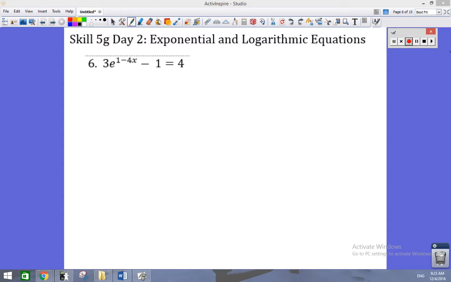The term that's of interest is the term that contains my variable. So I need to get that term by itself, so I need to add 1 to each side of this equation. So I've got 3 times e raised to the 1 minus 4x is equal to, well, if I add 1 to each side, 4 plus 1 is 5. So now on the left-hand side I have two factors, and it's the second factor that's of interest. It contains my variable, so I need to divide both sides by 3.